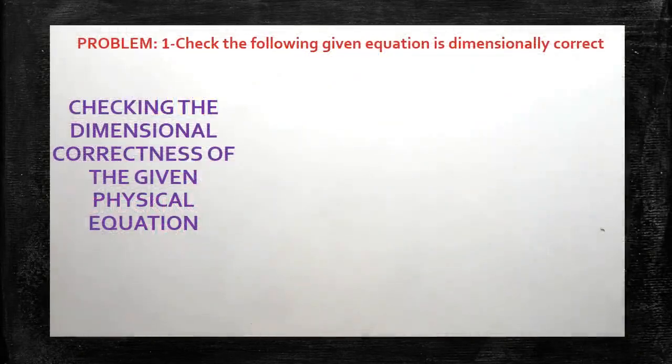Now we are going to see the second application of dimensional analysis. What is the second application of dimensional analysis? With the help of dimensional analysis, we are able to check the dimensional correctness of the given physical equation. One physics equation will be given. We have to check whether the equation is dimensionally correct or not.